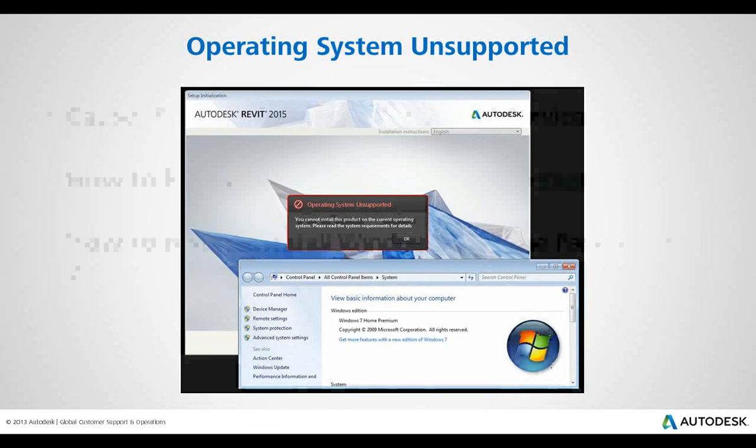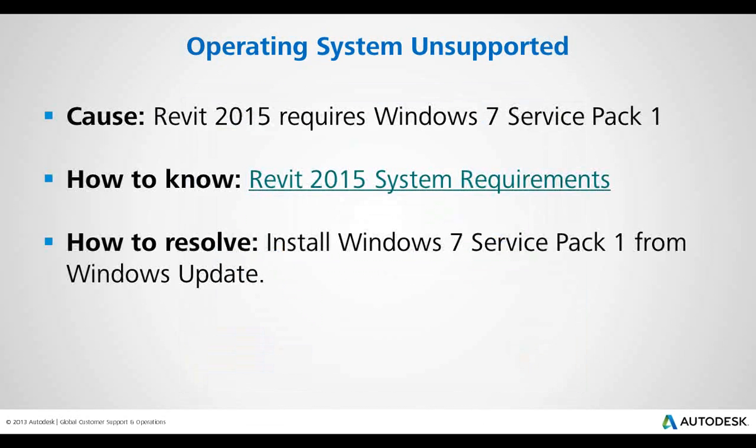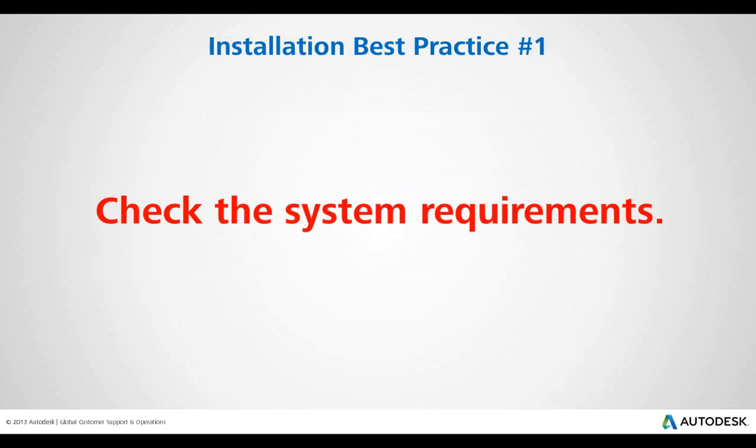So the solution in this case, run Windows Update and install Service Pack 1 for Windows 7. At that point, Revit 2015 will install, or at least it will get past that operating system unsupported error. So this leads us to our first best practice, which is always make sure you check the system requirements first. There can be little things like this, like the Service Pack 1 for Windows 7 is required.